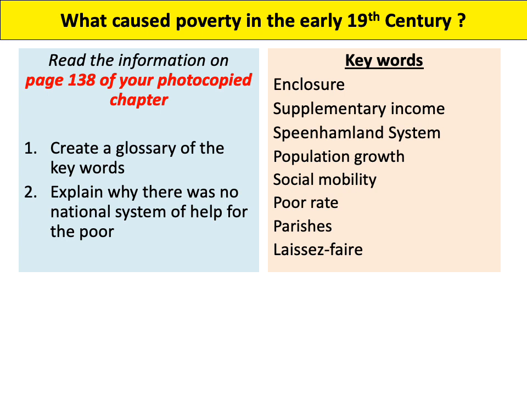Next one, poor rate. Now, a rate, any of you who have parents who are business owners will know that rates are paid for local services. So a poor rate was paid in the local area by the more well-off to pay for poverty relief, to pay to provide necessities for people too poor to provide for themselves. It was done on a local level. So there was help for poor people at this time, but it was very much organised in the local area by the payment of poor rates.